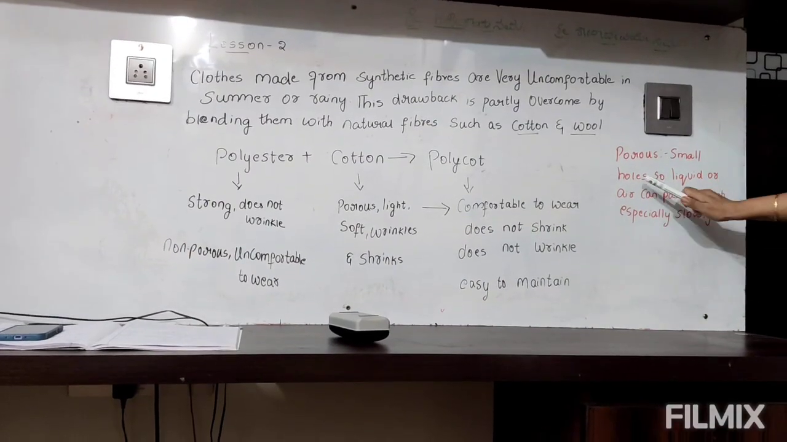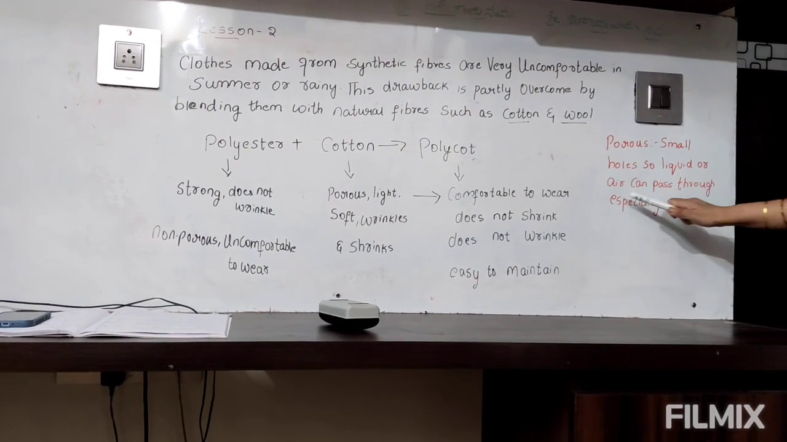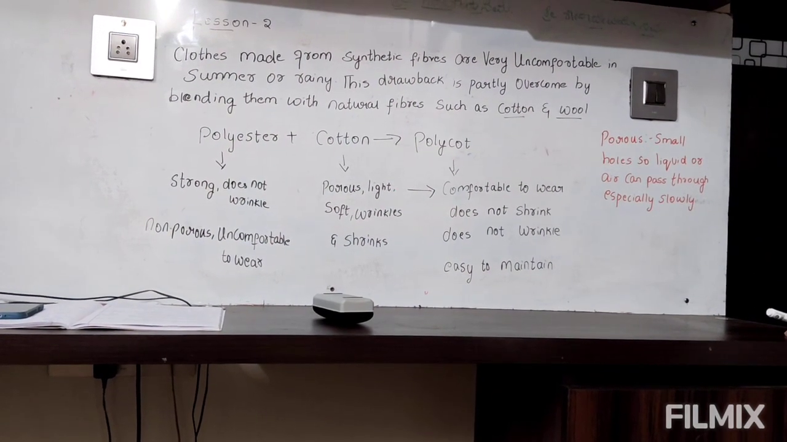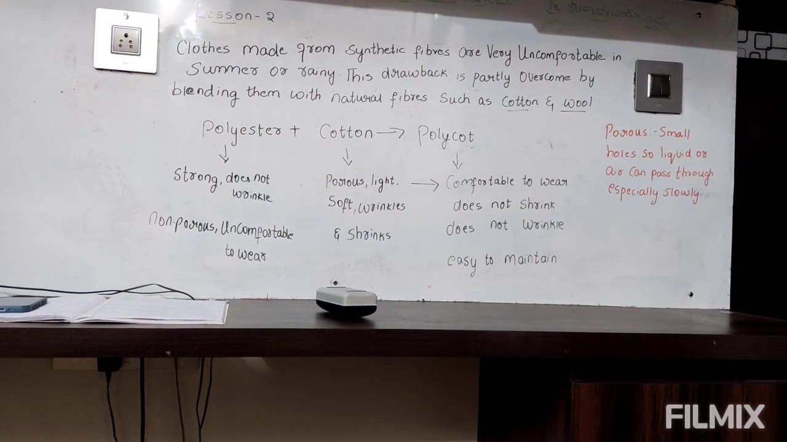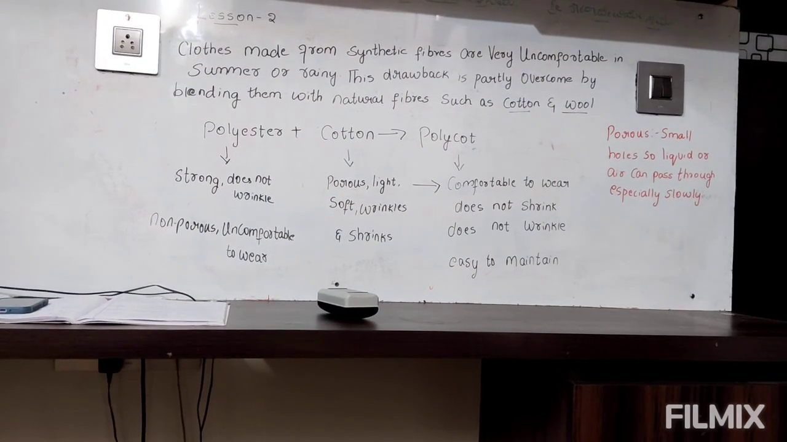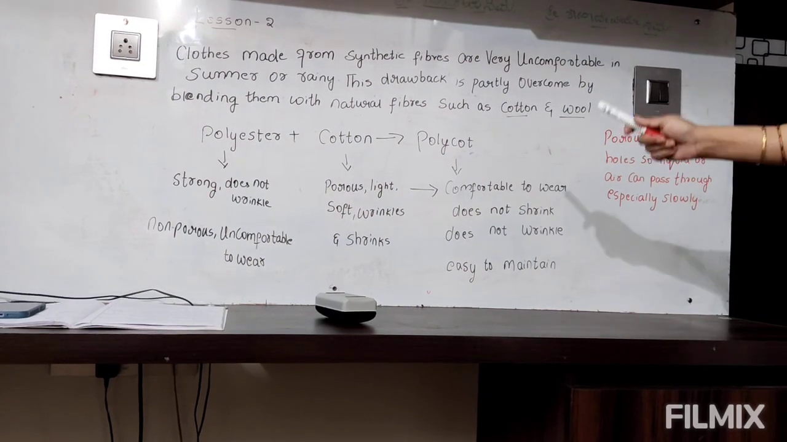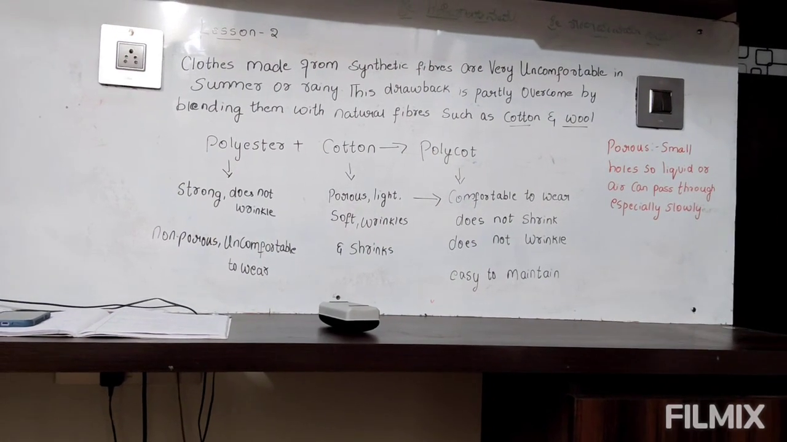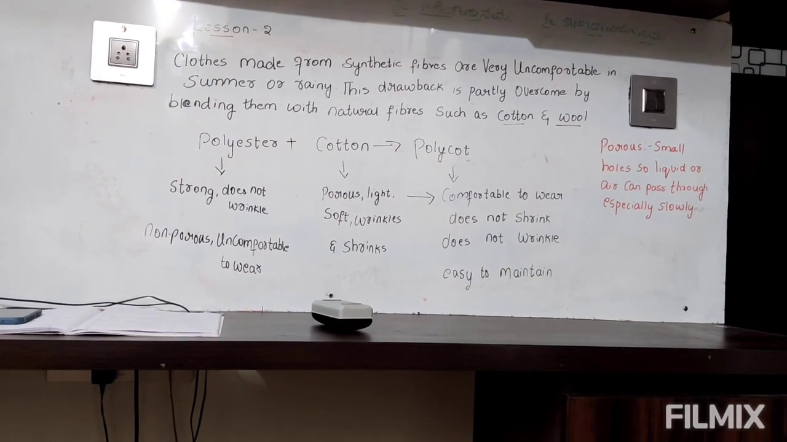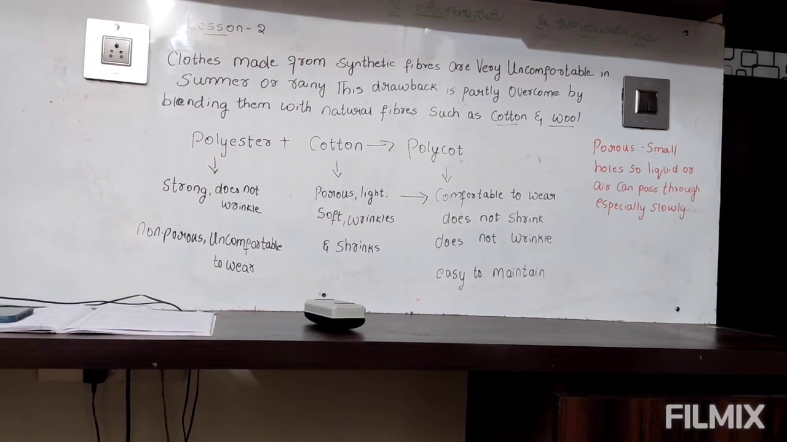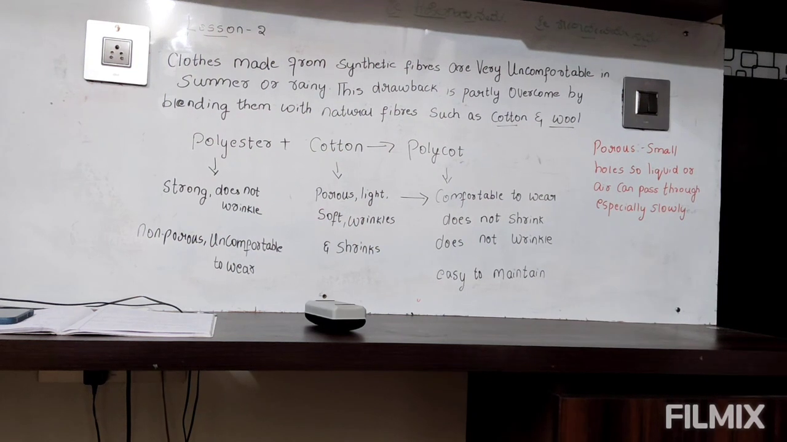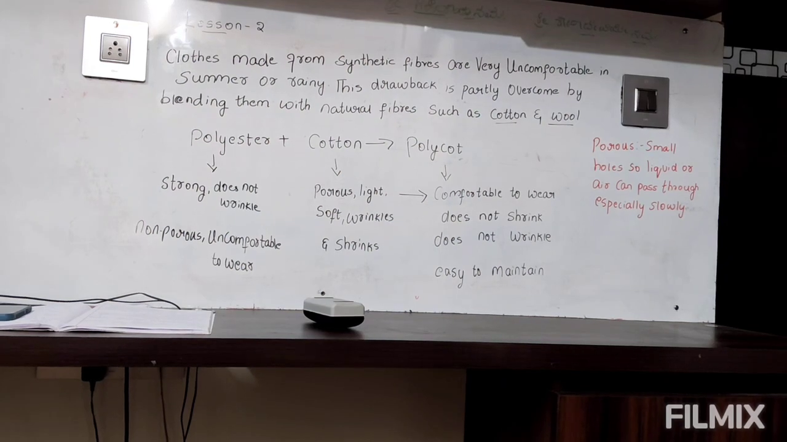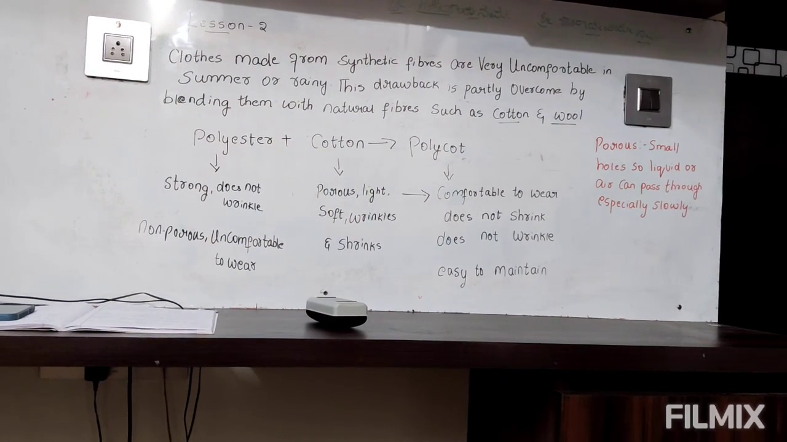Porous means small holes. So, liquid or air can pass through, especially slowly, through that fabric. Polyester means non-porous, no holes at all. Cotton means you have small holes, light, soft, wrinkles and shrinks. Blended fiber gives rise to polycotton. What are the properties of that? It is comfortable to wear, it does not shrink, it does not wrinkle and is easy to maintain. This is the example of blended fiber.